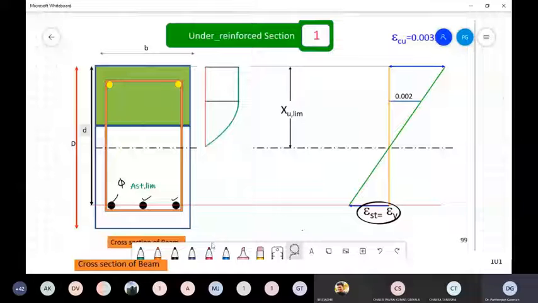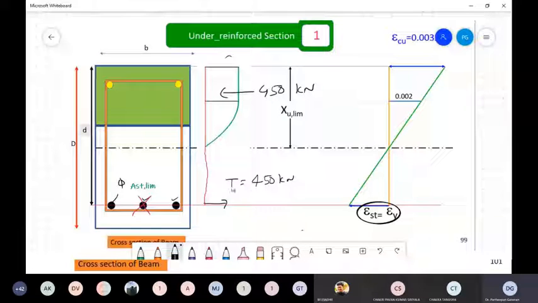Okay, so let us say I'm removing this rod. So I have T. Let us say in a balanced section I have a T of 450 kilonewton, and similarly the compressive force also I had 450 kilonewton.